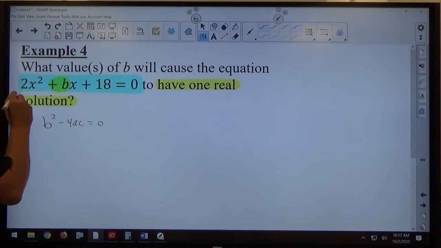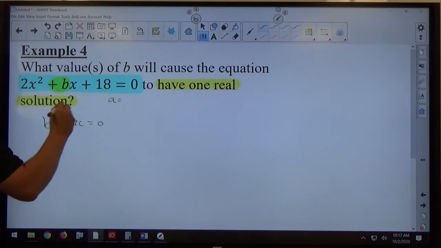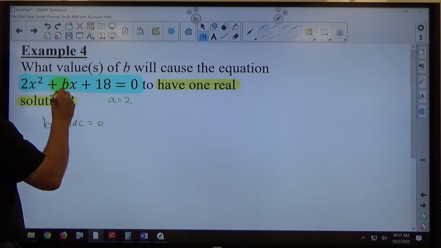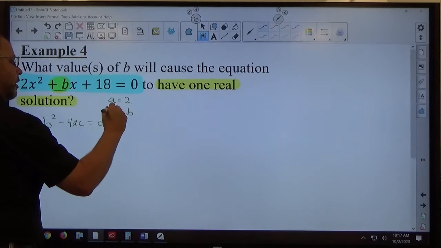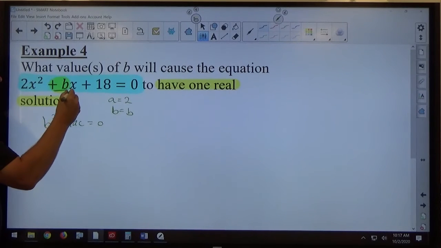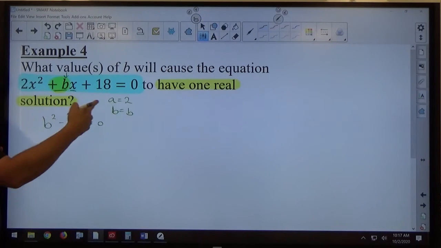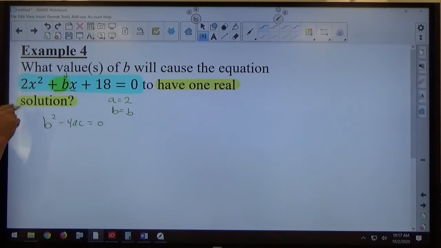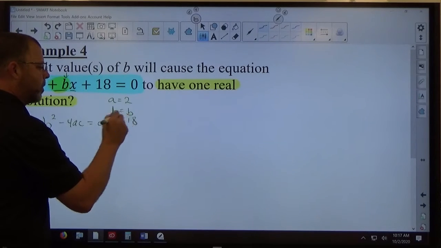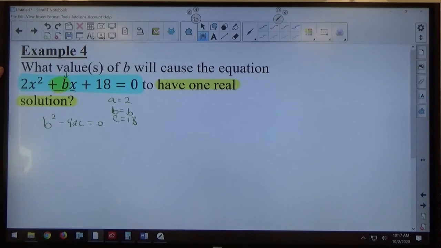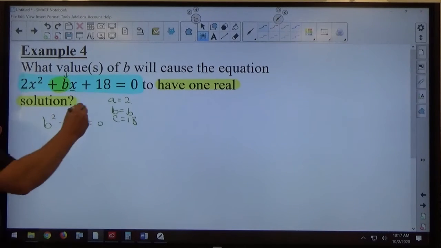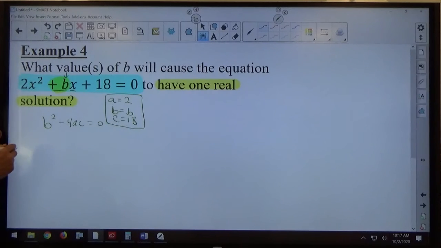So, b squared minus 4ac equals 0. So, what does a equal? 2. What does b equal? We don't know. b equals b, right? All right, so be careful. I heard somebody say 1. x is the variable. b is representing a number, so we're going to have to say b is equal to b. If it said x squared, a would equal 1, but with bx, b is b, all right? And then c is 18. We don't know what b is. We're trying to find out what b is, so we're going to have to treat b as a number to do that. I know a, I know c, I don't know b, but I can identify b as b, right?